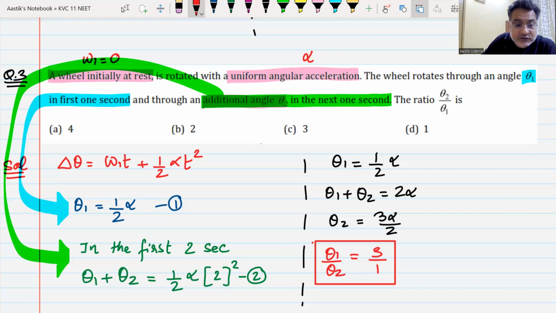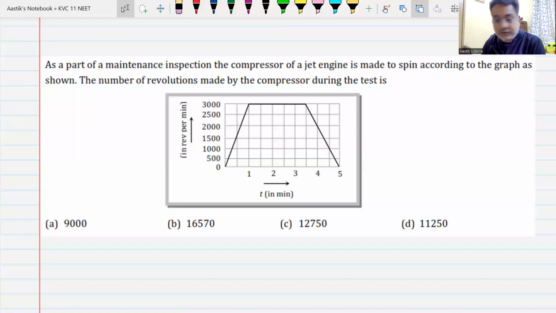We understand this, yes or no? We understand this, everyone? Okay. Are you noting it down? Yes, sir. Have you noted it down? Yes, sir. Okay. Then comes this question. This is the next question, question number 4.